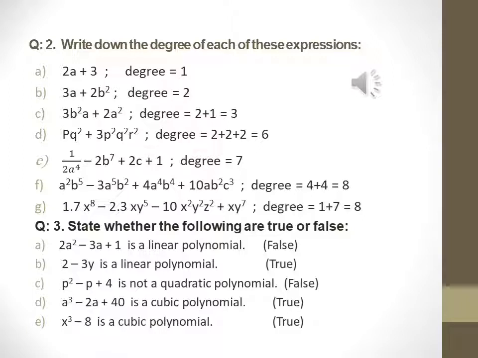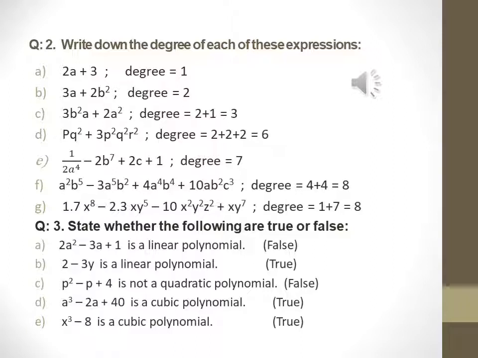In question number 2, we have to write down the degree of each of these expressions. In part A, we are given 2a plus 3. In this case, the degree is 1. In part B, we have 3a plus 2b square. So the power of b is 2. So the degree of this polynomial is 2.